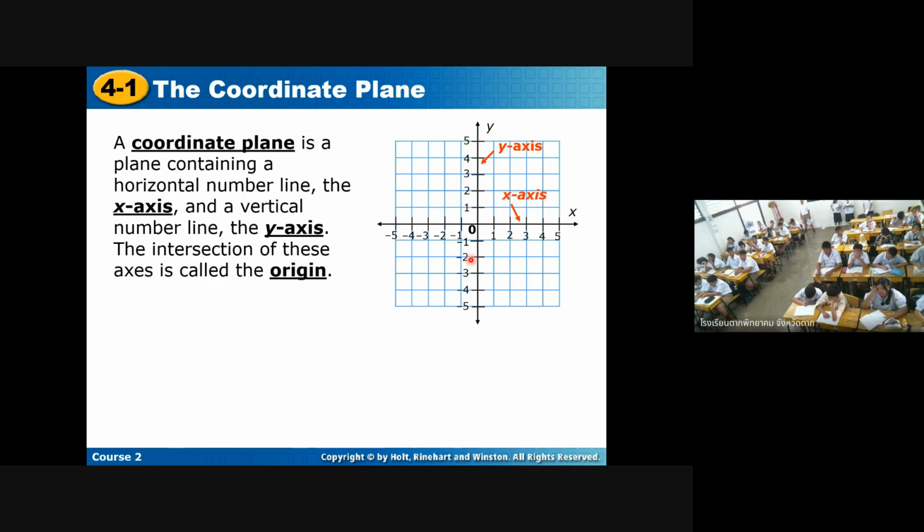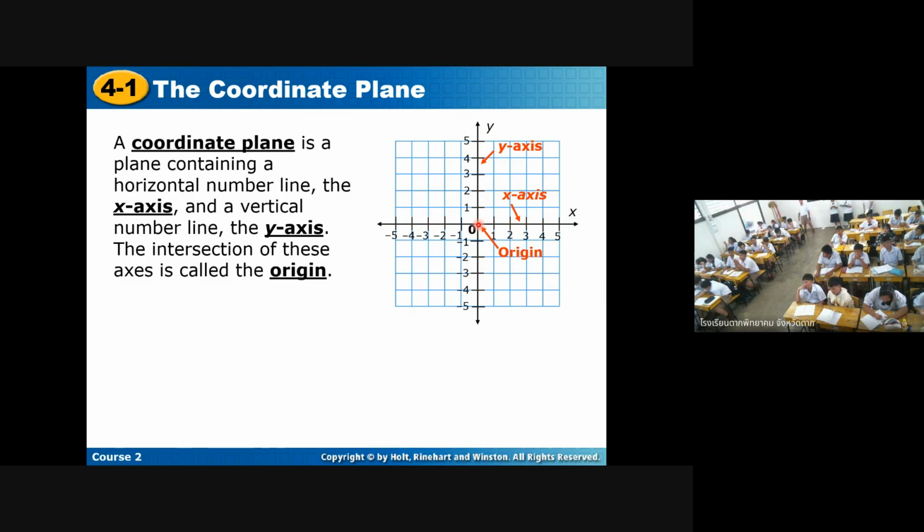Now, the intersection of this axis is this point. And this point is what we call the origin. Origin means the start. It is the beginning. Meaning that the beginning of any number from left to right and up and down is always at this point. We call that the origin.